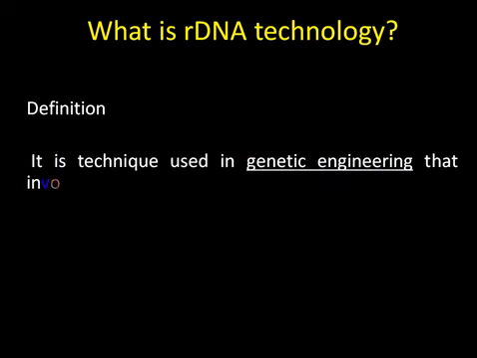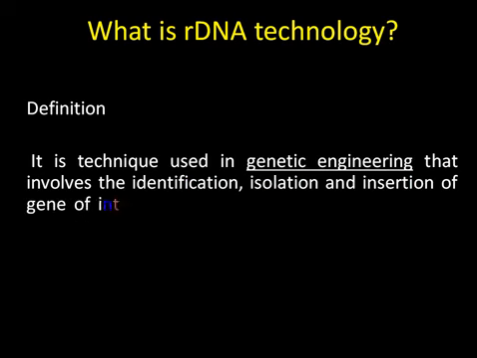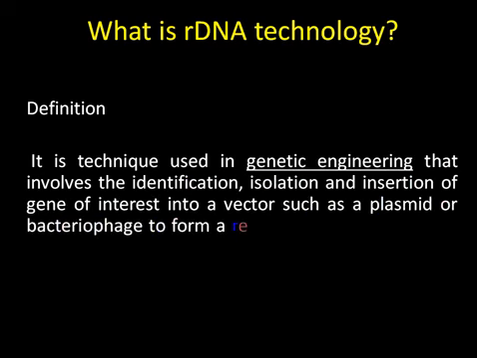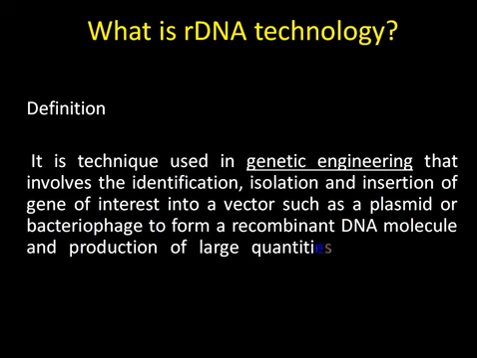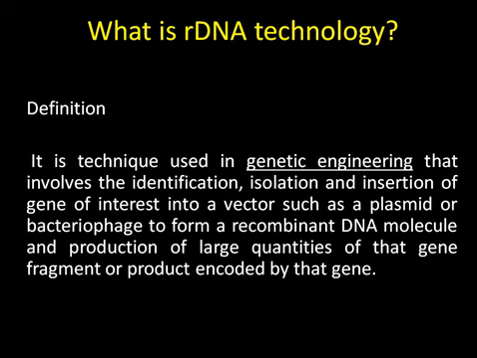Recombinant DNA technology is a technique that is used to refer to identification, isolation, and insertion of a gene of interest into a vector such as plasmid or bacteriophage to form a recombinant DNA molecule, and production of large quantities of that gene fragment or the product encoded by that gene. We'll be going through different steps in detail in this presentation.